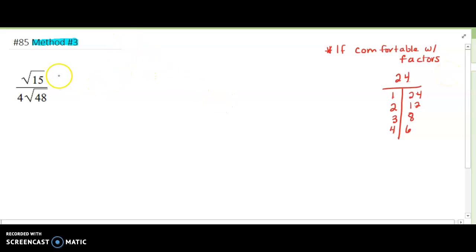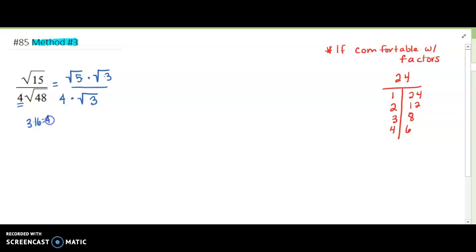Okay, now, I know the factors of 15 are 5 and 3, so I could write square root of 15 as the square root of 5 times the square root of 3. Okay, this 4 isn't a big deal. I'm going to keep the 4. The 48 is what's killing us. So I'm going to ask myself, is either 3 or 5 a factor of 48? Okay, well, you should know that 3 is, because 3 times 16 is 48.